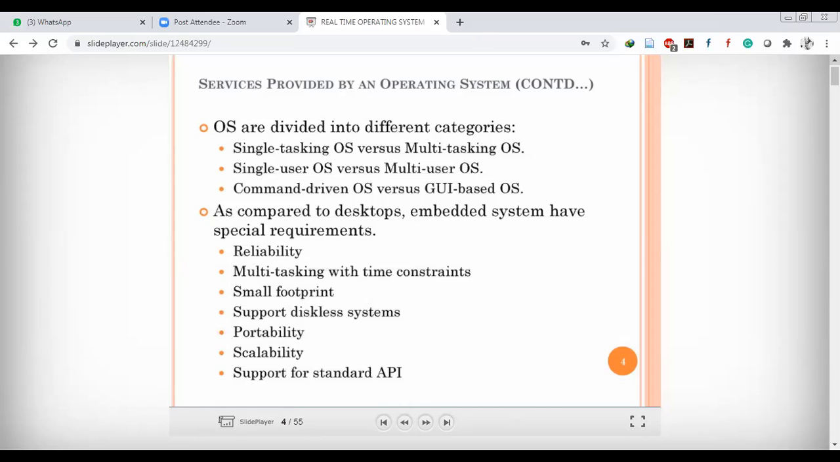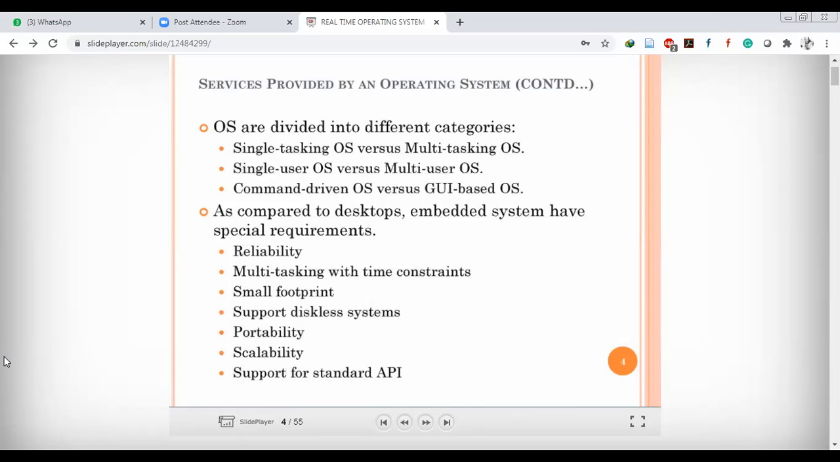Okay, because of that user friendliness. The operating system is divided into different categories as these three parts: single tasking versus multitasking, single user versus multi-user, command-driven OS versus GUI-based OS.